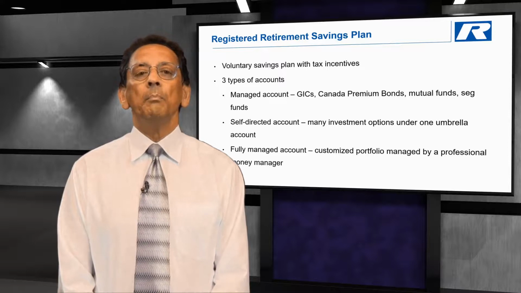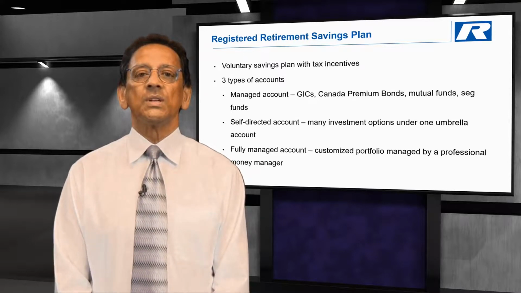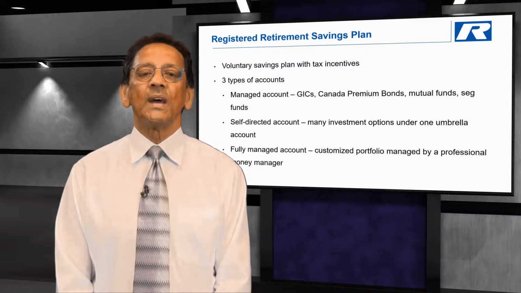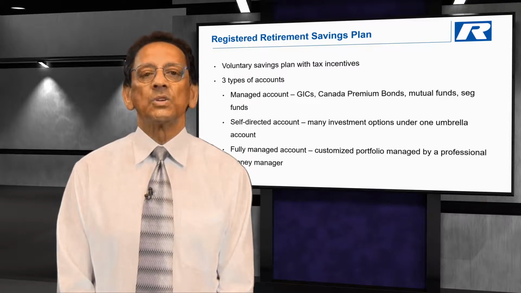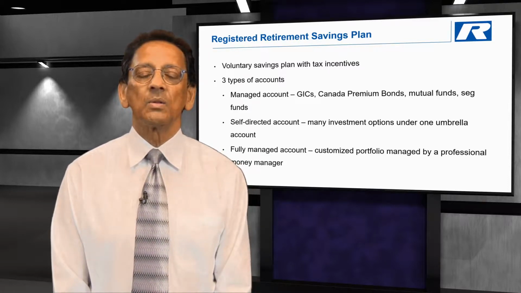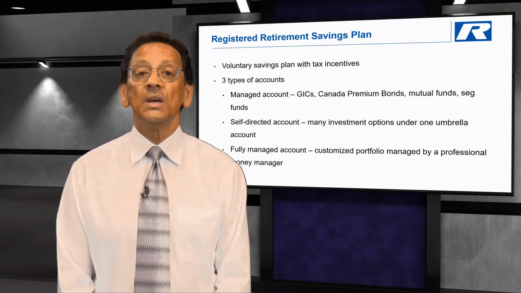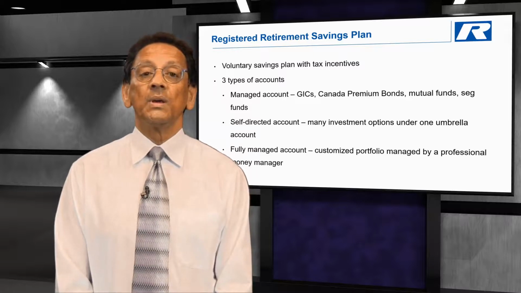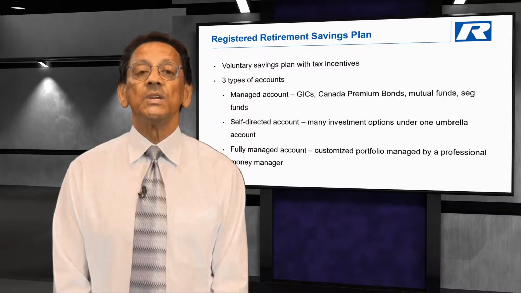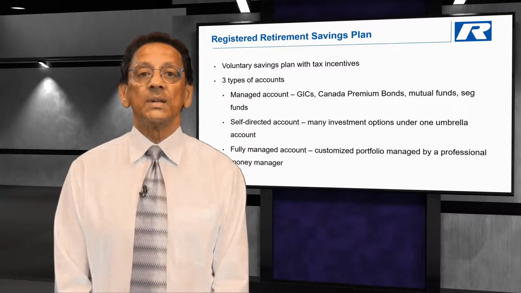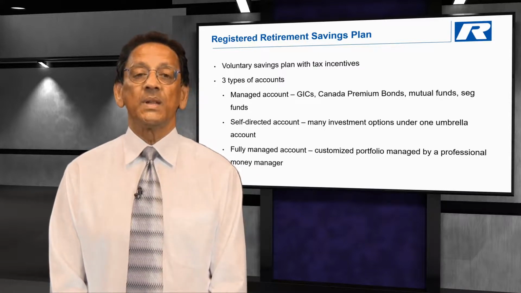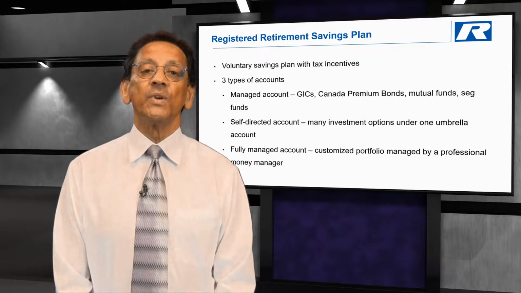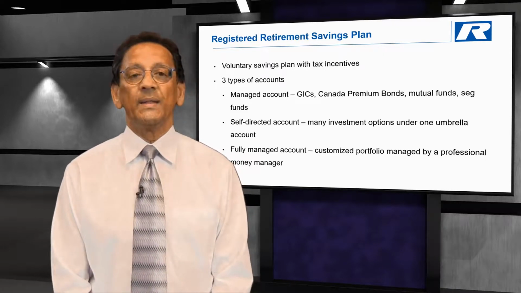Now, there are basically three types of RRSP accounts. You'll see managed accounts. In other words, it's an account or an investment where someone is actually managing that money for me. An example of a managed account might be a GIC, a segregated fund, a mutual fund, or a Canada Premium Bond. So these are managed accounts in that when I buy that investment, I register it as a registered retirement savings plan.